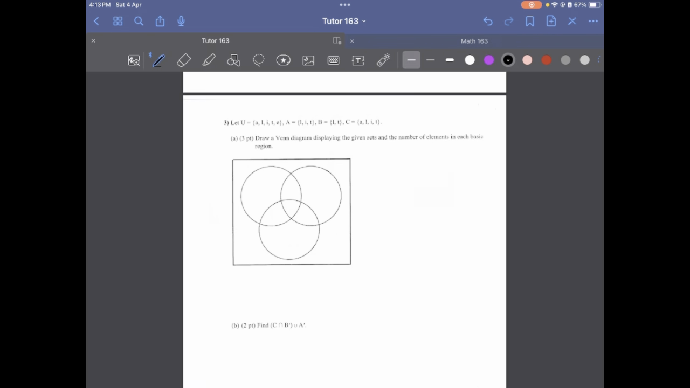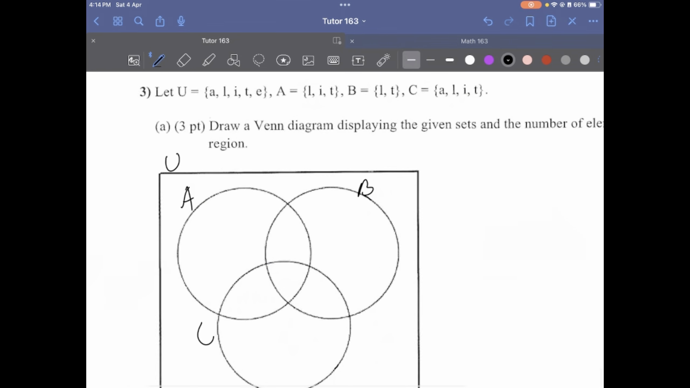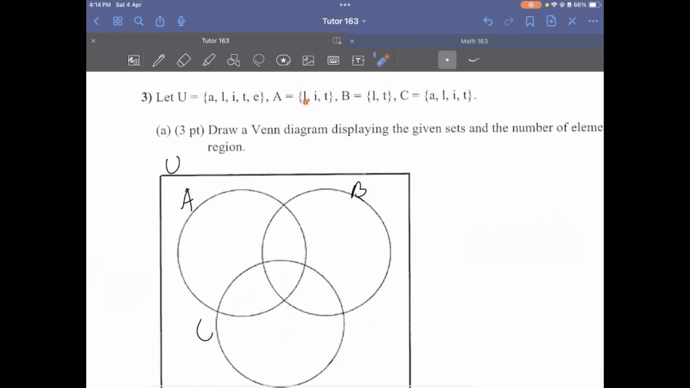Draw a Venn diagram displaying the given sets and the number of elements in each basic region. Okay. Let's start off with labeling them. We have A, B, C, and then you know our universal set. Okay. So now let's look at our individual letters, right? L is in A, B, and C. Okay, L in A, B, and C. So we can put that right there.